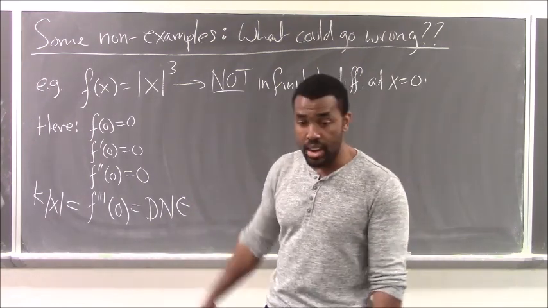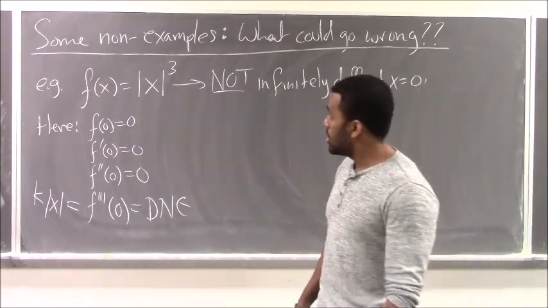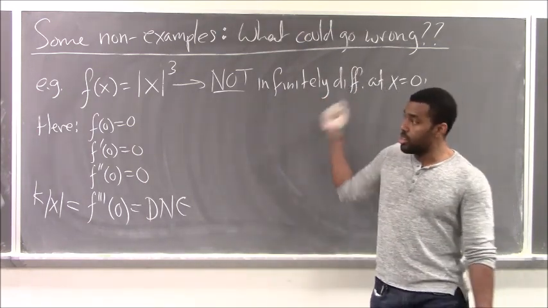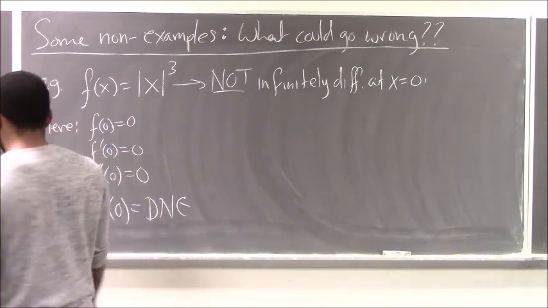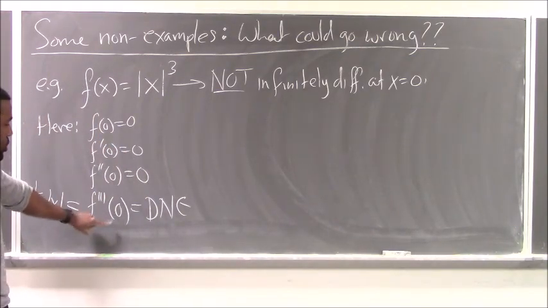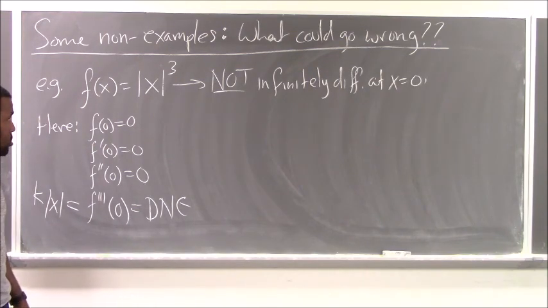So this guy, you can't find a Maclaurin series for it. So the Taylor series actually doesn't work out. And the problem is, it's not infinitely differentiable. It's a guy where eventually you can get to a point where a derivative doesn't exist. I can take the first few derivatives, but it doesn't always work out.